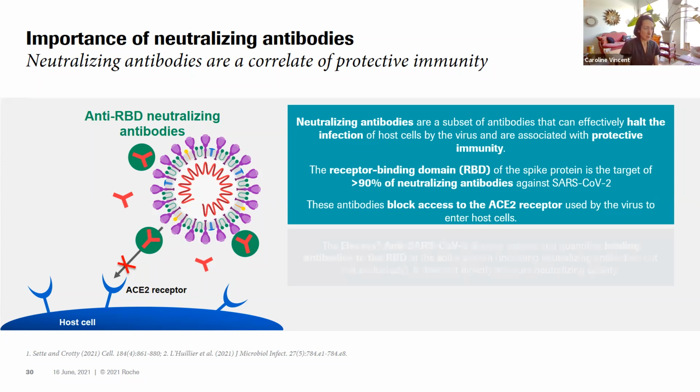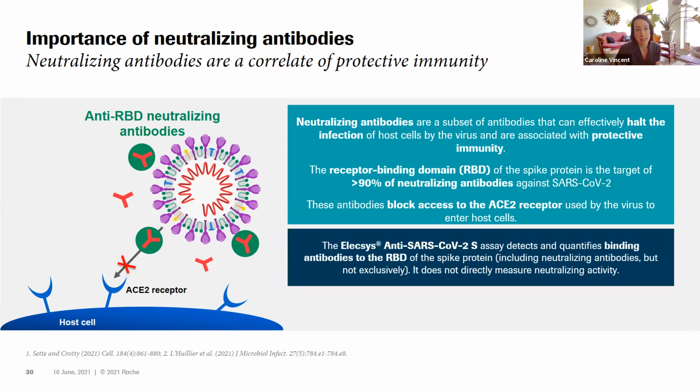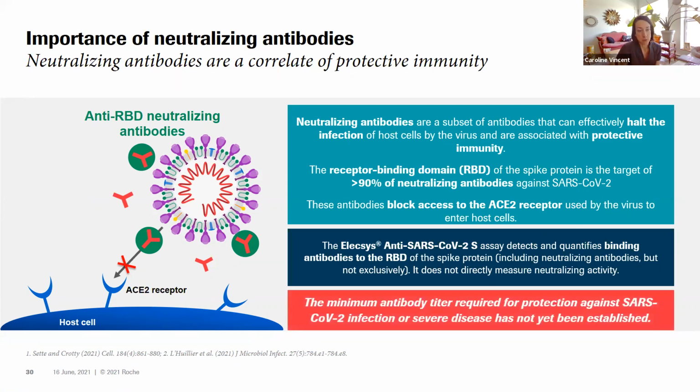So the commercial immunoassays like the Roche Elecsys assays are able to detect and quantify antibodies that specifically bind to the receptor binding domain of the spike protein, some of which may be neutralizing. However, these assays are not meant to directly measure neutralizing activity. In order to measure neutralizing activity, we really need to use specialized assays that are meant for that purpose. And so far, the minimum antibody titer that is required for protection against SARS-CoV-2 infection or the development of severe disease has not yet been established.